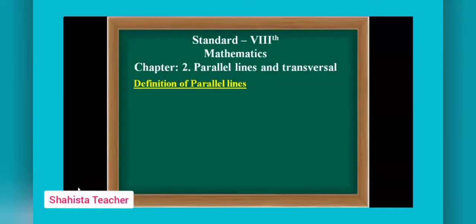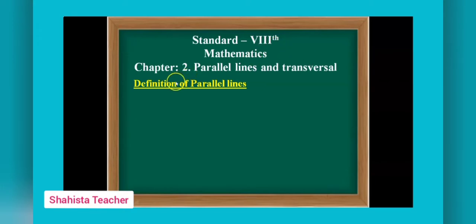Good morning, students. Today I am going to teach you a new chapter, chapter number 2, parallel lines and transversal. Here, parallel lines means lines on a plane that never meet. They are always the same distance apart. They go in the same direction. Such lines are known as parallel lines.